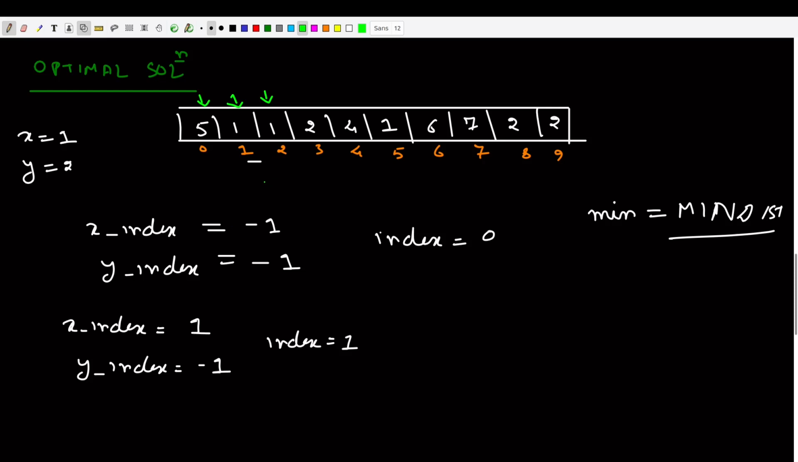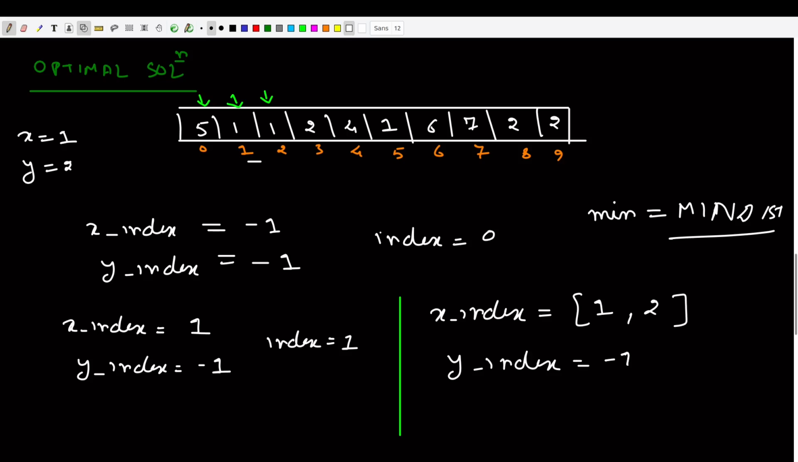We are at this position, so now the x index is 2, right? So now we have two values for x index. The x index was initially 1, now we have encountered 2, and the y index is not known so far, right? So y index is not known, and that is -1. We are representing it by -1.